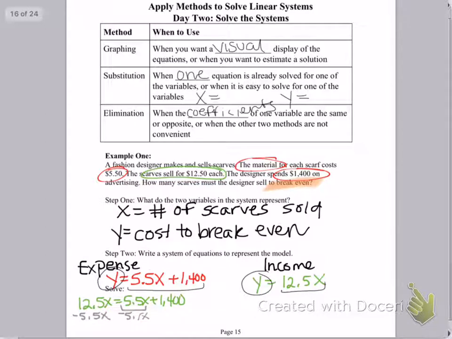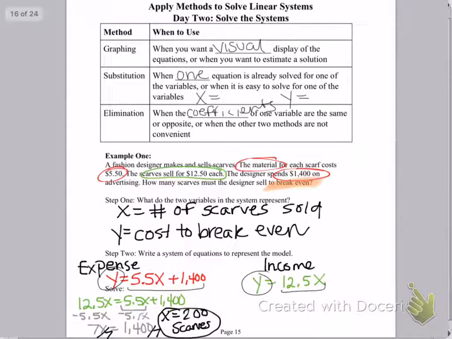So subtract 5.5x on both sides. So we have 7x equals 1,400. Well, how do you solve for x? You got to divide both sides by 7. So divide by 7, divide by 7, and that means x equals 200 scarves. So she has to sell 200 scarves to break even.